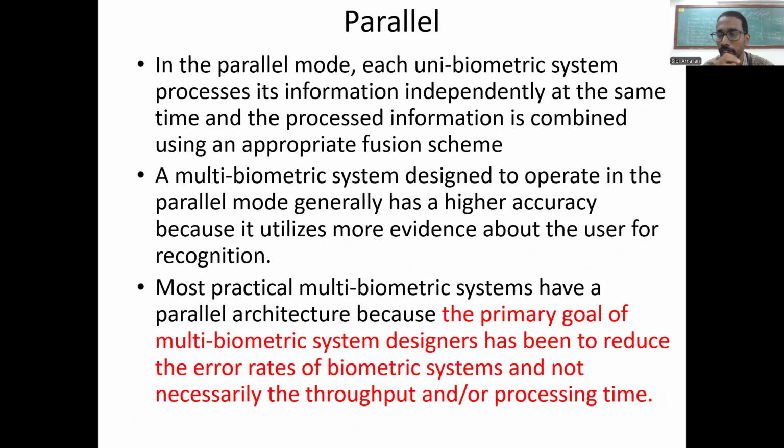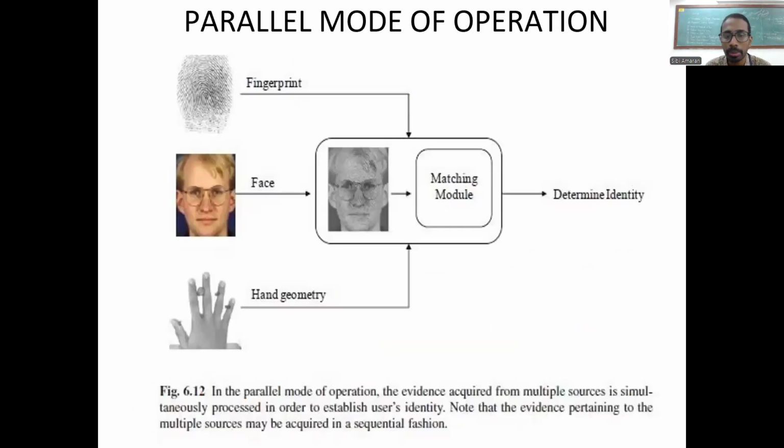Parallel mode won't be preferred, because in case a person comes, all the inputs like finger, face, and hand geometry will be given at the same point of time. So automatically the biometric system will get confused. So what kind of mode of operation will be preferred? Only the serial will be preferred over the parallel. Like how we compare physiological and behavioral, in a similar way, the serial will be preferred.